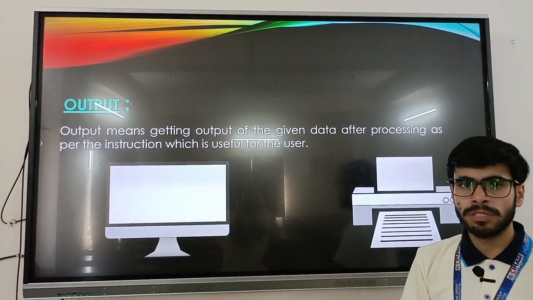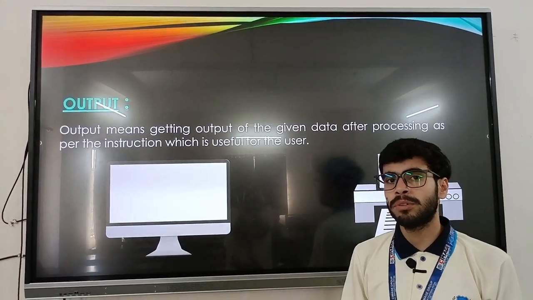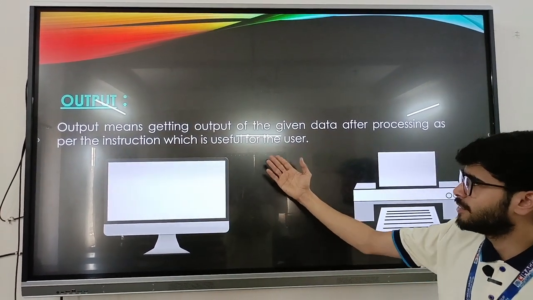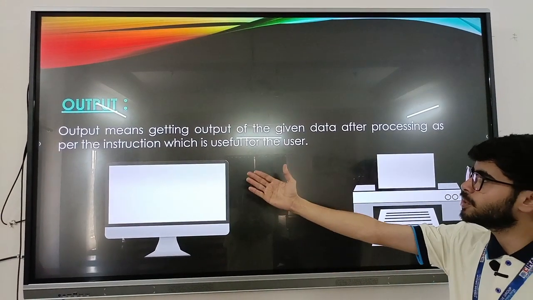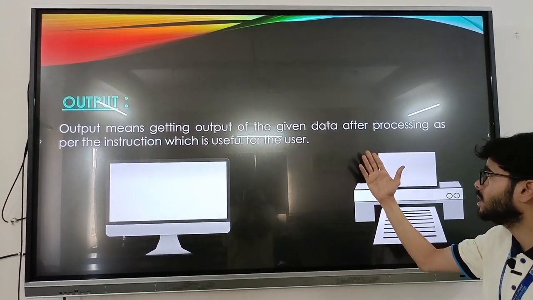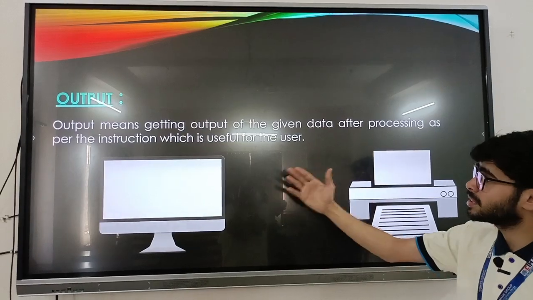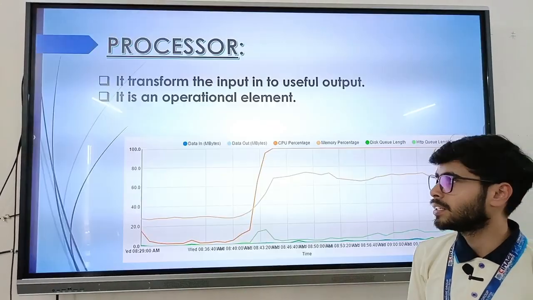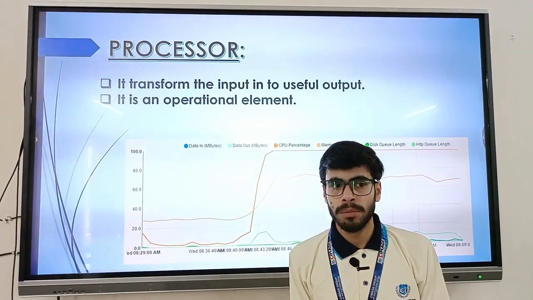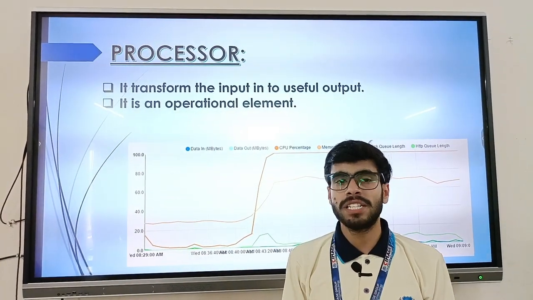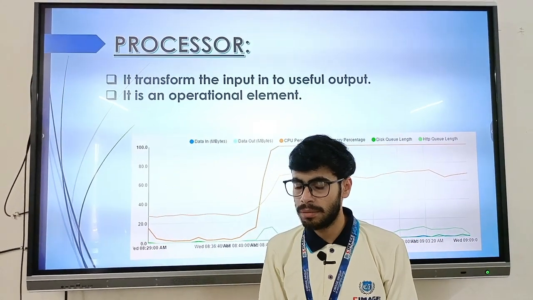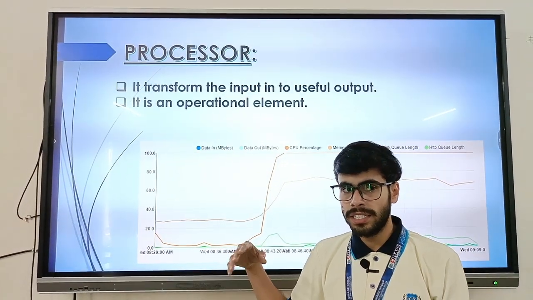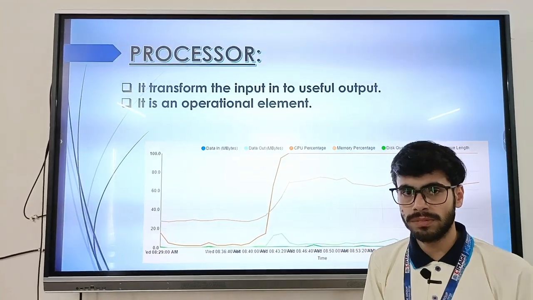Now output. Output means after processing the input, the outcome or the results. By the definition you can easily understand that output means getting output of the given data after processing as per the given instructions, which is useful for the user. Now coming to the processor. Processor is the operational element of the system. It transforms the input into the output, useful output.